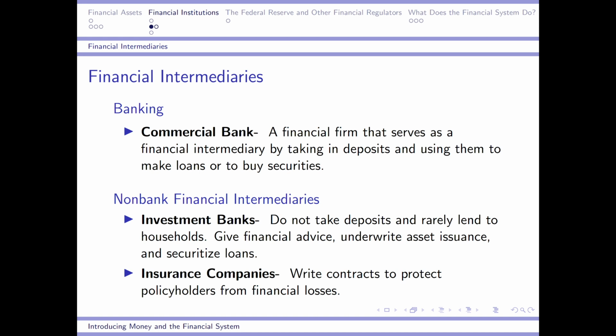Insurance companies are a little bit more tangible. These are just people that write contracts to protect policyholders from financial losses. So anytime you take out auto insurance, house insurance, or life insurance, these are just people that you pay a premium to, who in turn, if something bad happens to you, will pay the expenses.